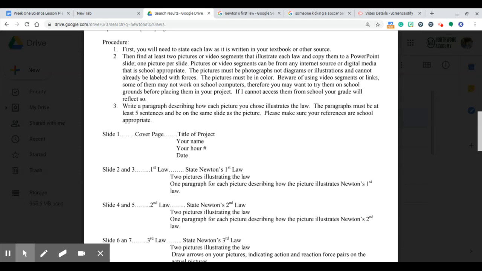So that is what's due Friday. Just slide 1 and Newton's first law, the 2 pictures or 2 videos, and their paragraphs that go with them. That is all that's due by Friday. So when you look at all your due dates, you have Thursday. I have allotted some time to do that, and it's due by midnight Friday. So Friday, you should also have some time to do that.